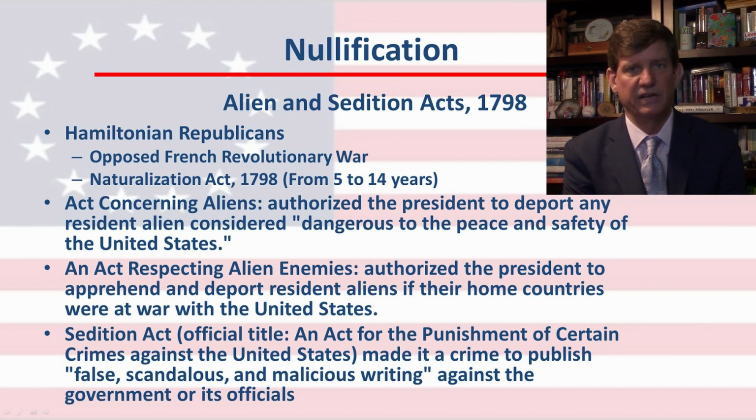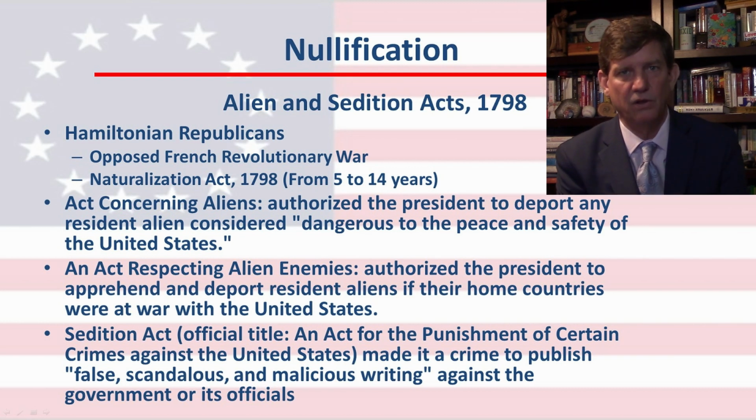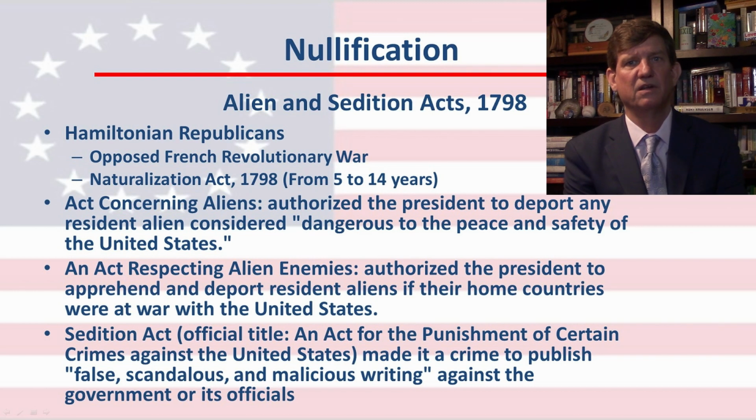The Jeffersonian Democrats that opposed the Hamiltonian Republicans were writing nasty things about George Washington and Alexander Hamilton. They used freedom of the press to make up false stories, to spread scandalous information, and to use malicious writings to try to undermine Hamilton and Washington. Congress, under the Hamiltonian Republicans, passed a law restricting freedom of the press.